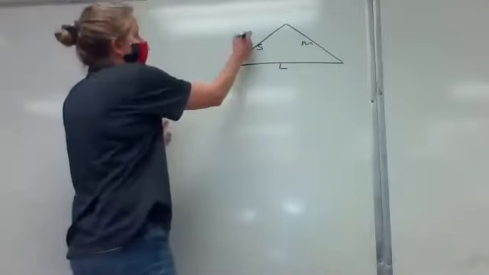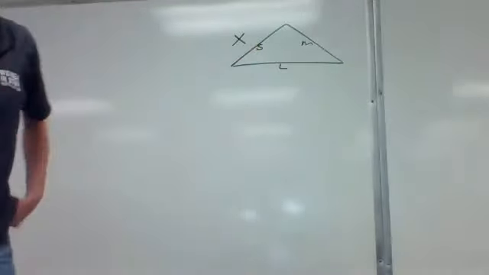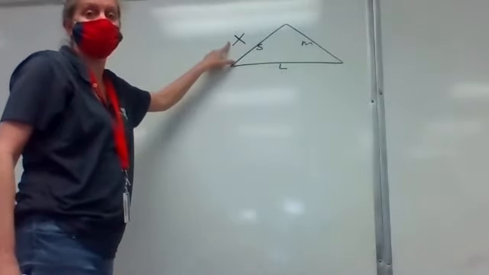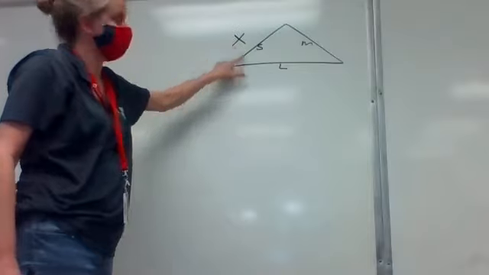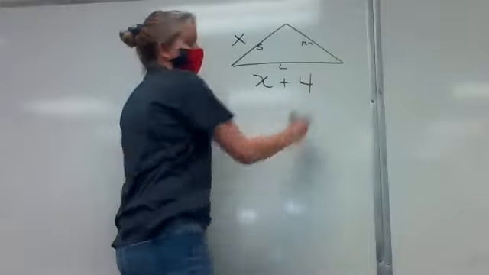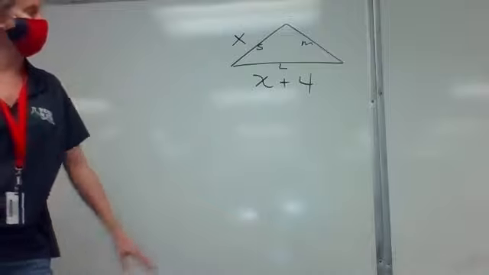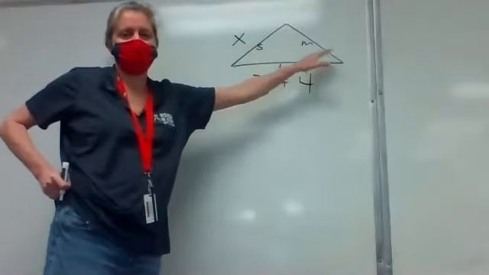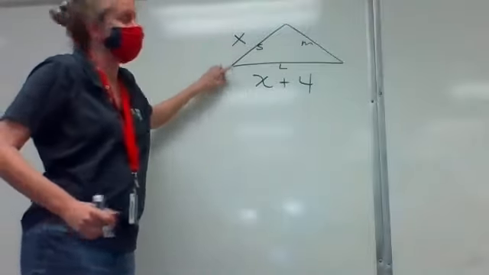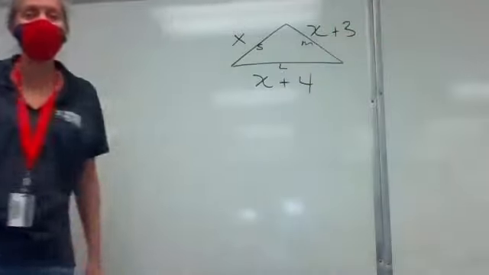So again, I don't know what the shortest side is. So let's call it X. What do you know about the longest? It's 4 inches more than this side, which means what can you call the longest side? X plus 4 more. What does it tell you about the medium side? It says it's 3 inches more than this side, which means the medium side is going to be whatever the short side is plus 3.